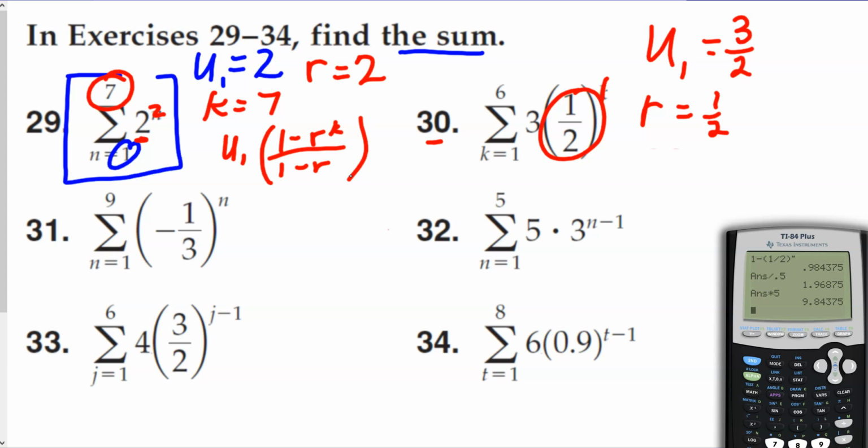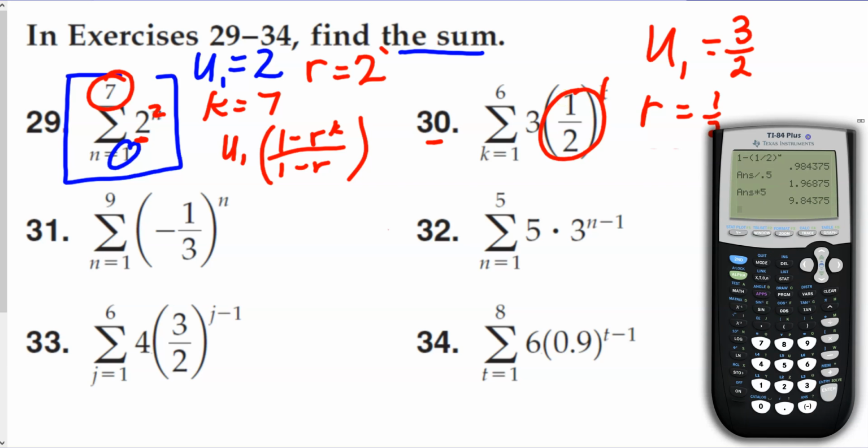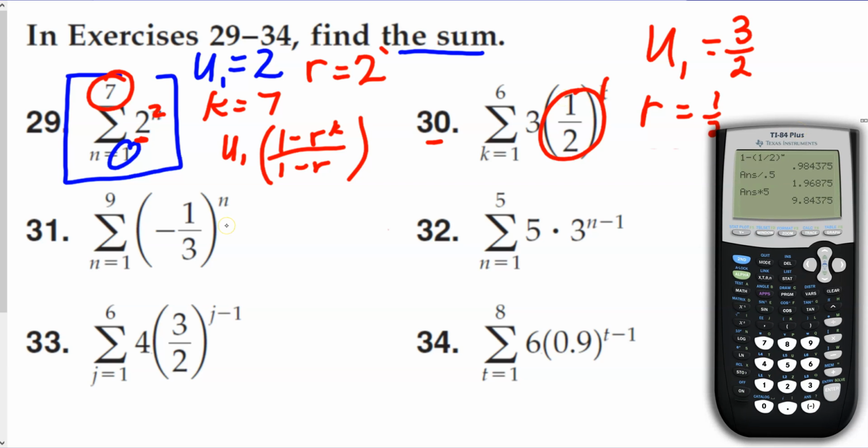Well, I changed my mind. I think I'm just going to stop there and let you figure out the answer to number 29 now that I've given you the variables that you need to put it in the formula. The rest of these are the same. Use your calculator, come up with the answers, and that's it.